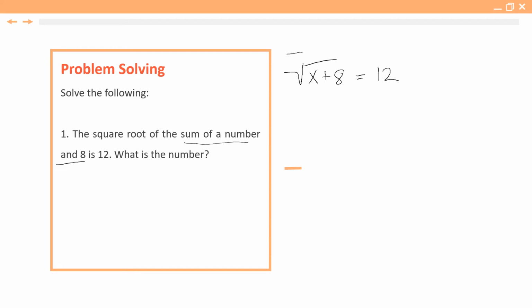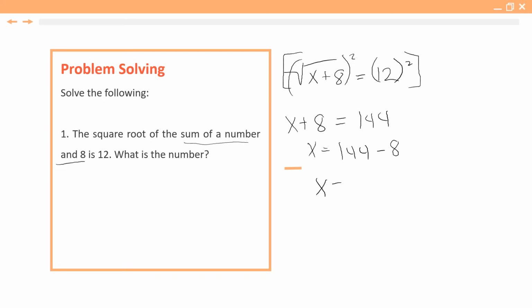So we just have to multiply both sides by squared. So square root of x plus 8 squared is x plus 8. 12 squared is 144. X is equal to 144 minus 8. Therefore, the value of x is 136.